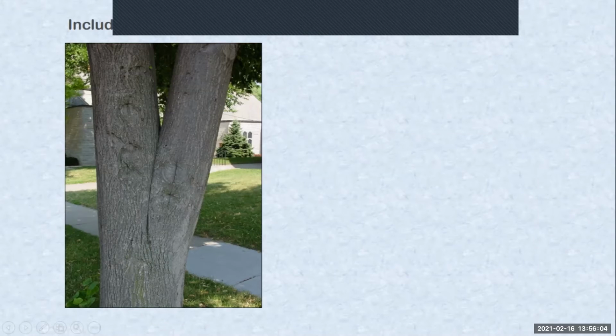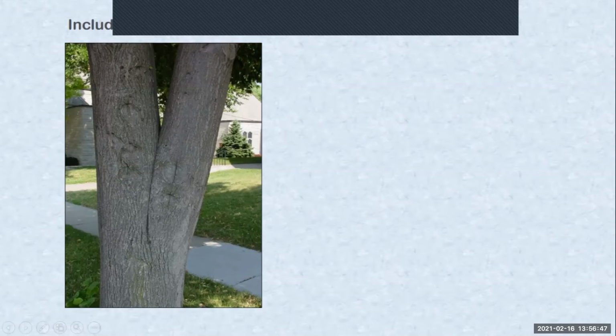Here's another term, included bark. Included bark is bark that has been trapped in between two stems on a tree. You often see included bark on stems that are growing in a very tight V-shaped crotch. Notice how close together and vertical these two stems are. As they grow in diameter, the bark tends to get pinched in between the two stems, and so you end up with bark against bark internally in here.